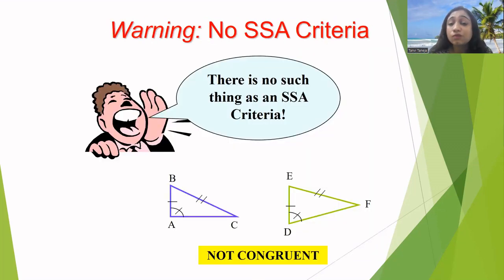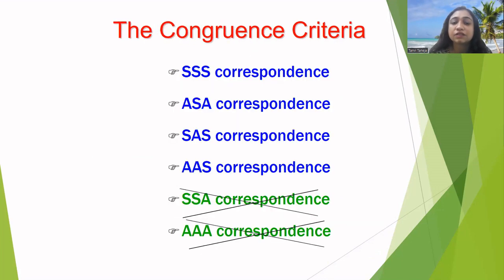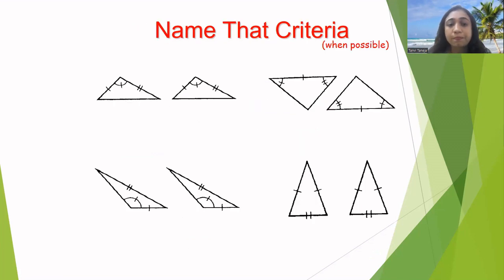And there's a particular warning for everyone. Students get confused that SSA is also a criteria. No, there is no such criteria being designed. SSA is not a criteria. Again, AAA is not a criteria. So out of these 6, majorly students get confused and they also include these 2, but these are not the form of any type of criteria.